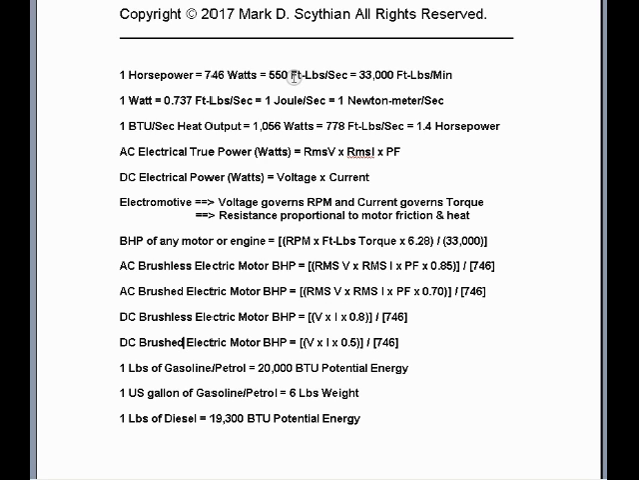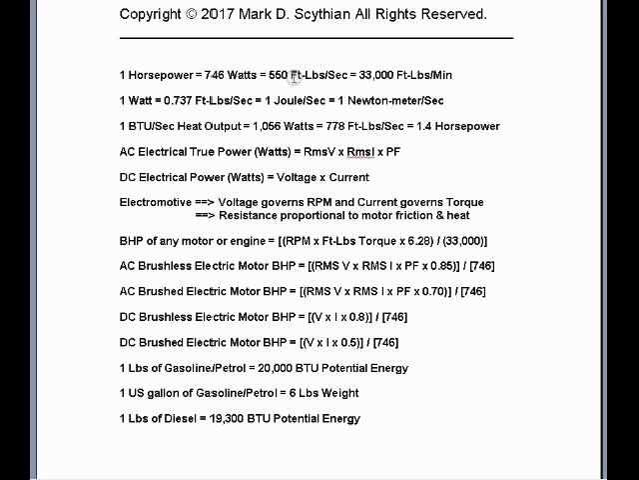AC brushless electric motor brake horsepower is equal to the RMS voltage times the RMS current times the power factor times an electromotive efficiency of 85%, or 0.85. This quantity then divided into 746. AC brushed electric motor is equal to RMS voltage times RMS current times power factor times an electromotive efficiency of 70%, or 0.7, then divided into 746.